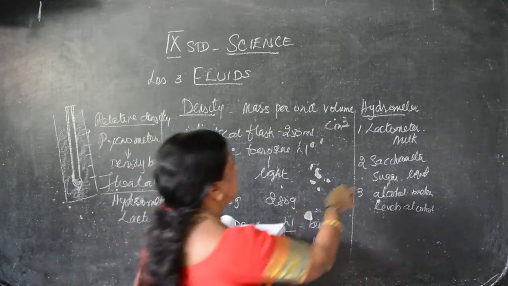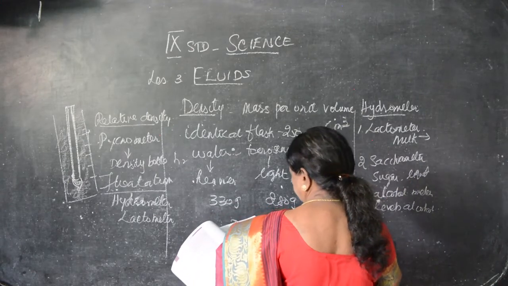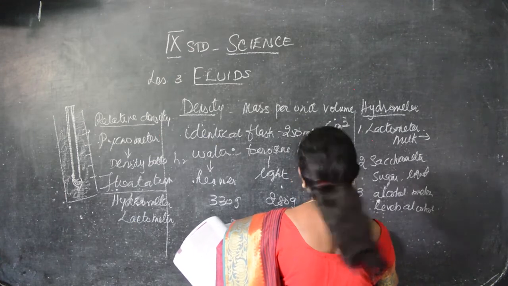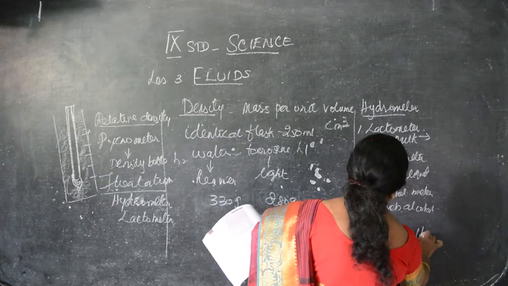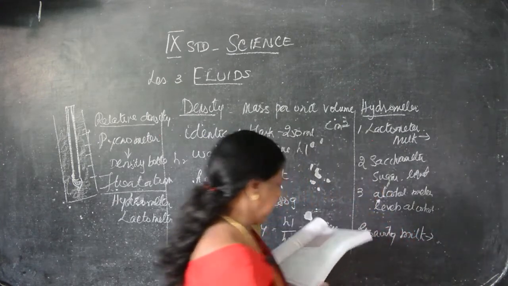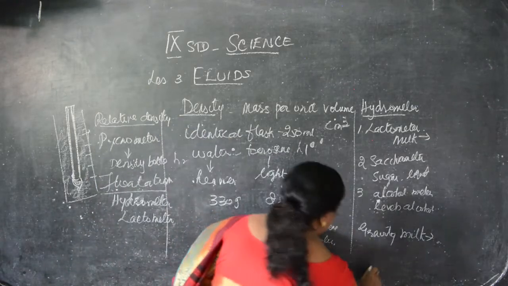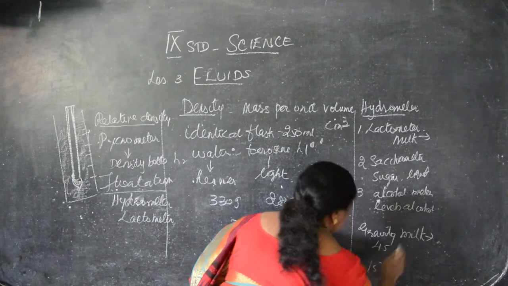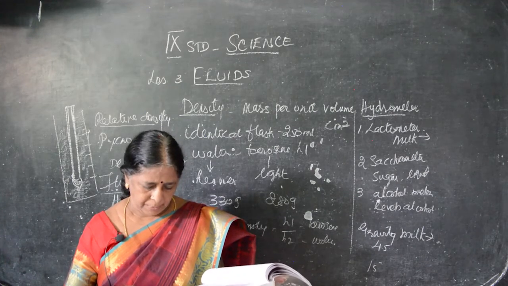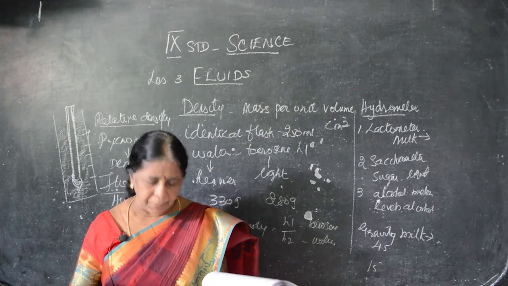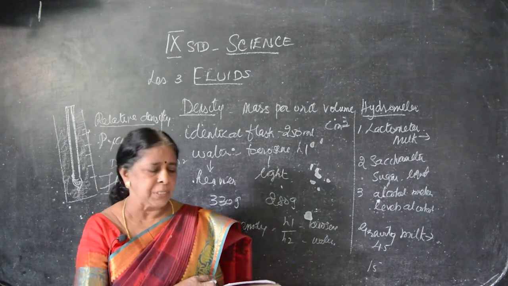The lactometer works on the principle of the specific gravity of milk, that is the density of milk. How much milk is there and how much water is added, we can easily find out using the lactometer. Lactometer measurements are 15 at the bottom and 45 at the top. Lactometers are used in milk processing units in dairies. Dairies means milk producing industries.